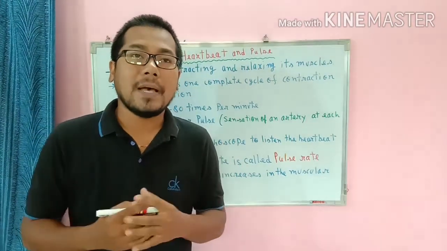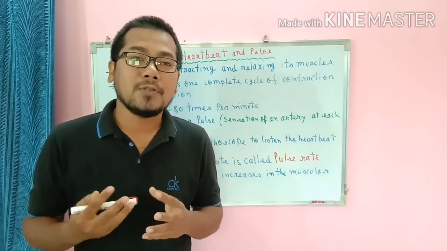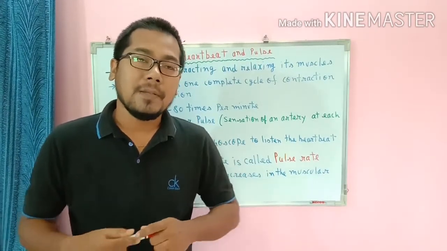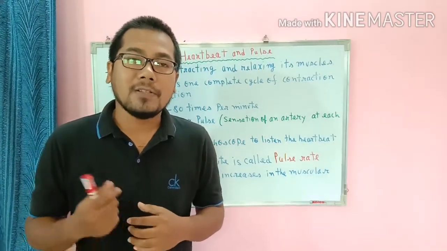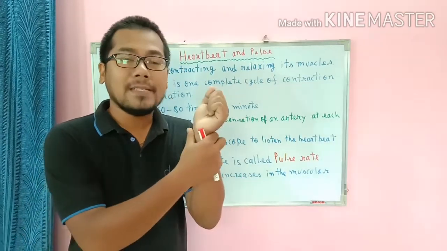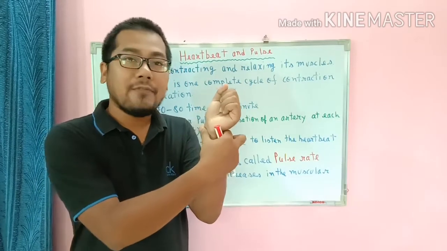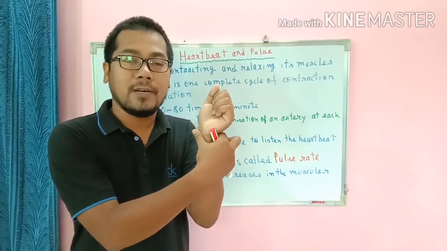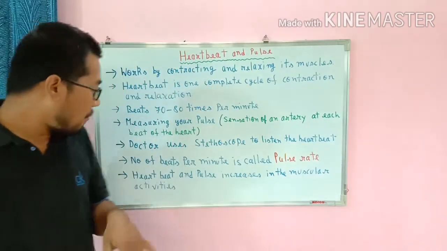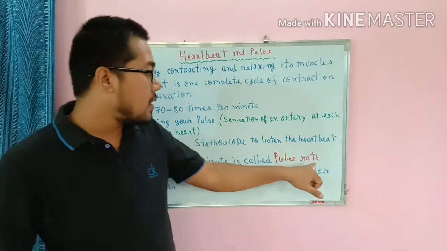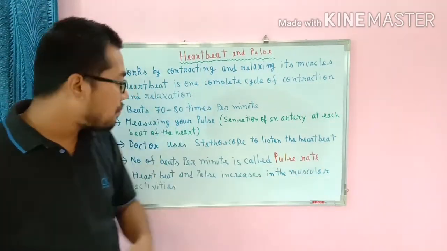Next, the measurement of a heartbeat. How can we generally measure our heartbeat? In hospitals, doctors measure the heartbeat with the help of an instrument known as a stethoscope. They can also measure the heartbeat by feeling the pulse in our wrist, because the artery vessels are there. So we can feel the sensation of blood flow over here by measuring the pulse. The number of beats per minute is called the pulse rate.